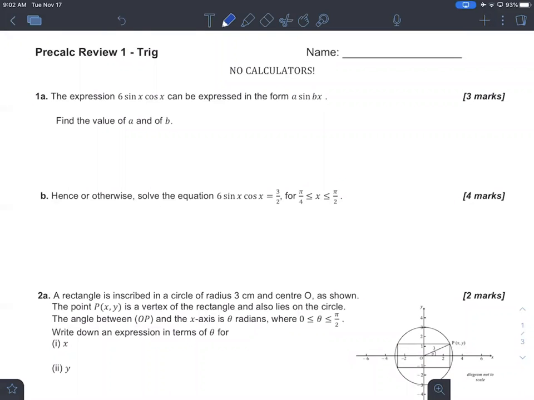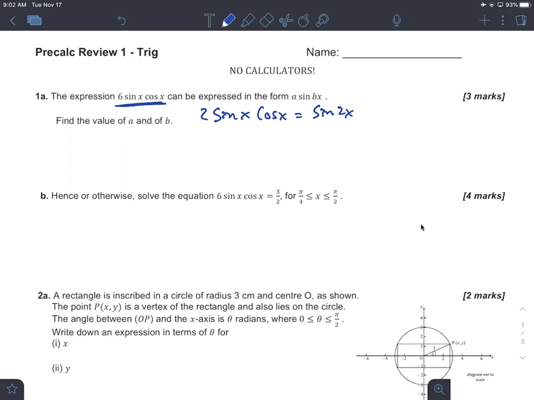Okay, so a couple people wanted a video explaining problem 1A and 1B from Precalc review number 1. For 1A, we want to reach back into our minds from Precalc, and actually you can just look in your formula packet for the double angle identity. Essentially we know that 2 times the sine of x times the cosine of x is equal to sine of 2x. That is in your formula packet, so you don't have to have that memorized.